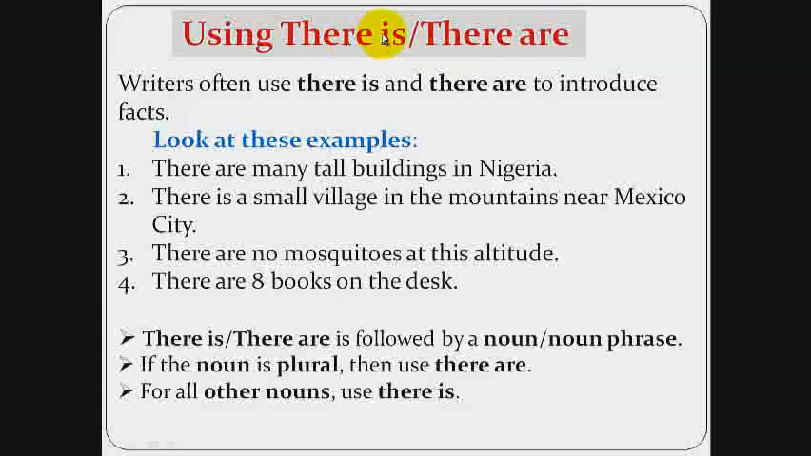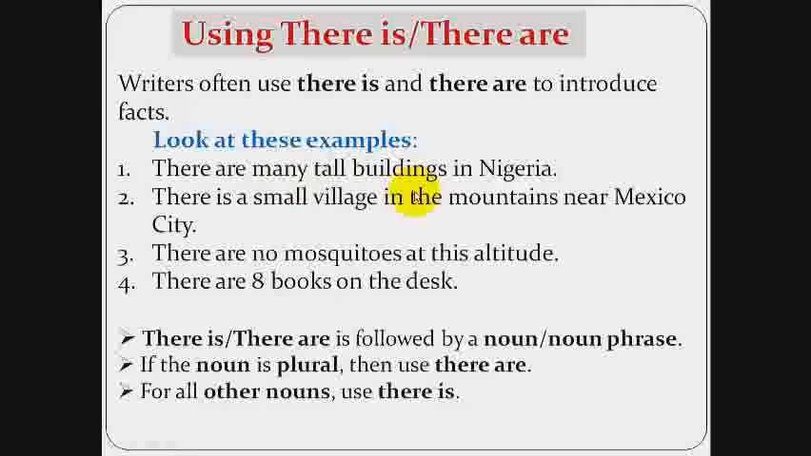There is is used for singular nouns, and there are is used for plural nouns. This is for singular, and this is for what? For plural nouns. Writers often use there is and there are to introduce what? Facts. So inshallah, when you are talking about a fact, if it is a single fact, use there is. If it is more than 2 facts, use what? Use there are. Look at these examples.